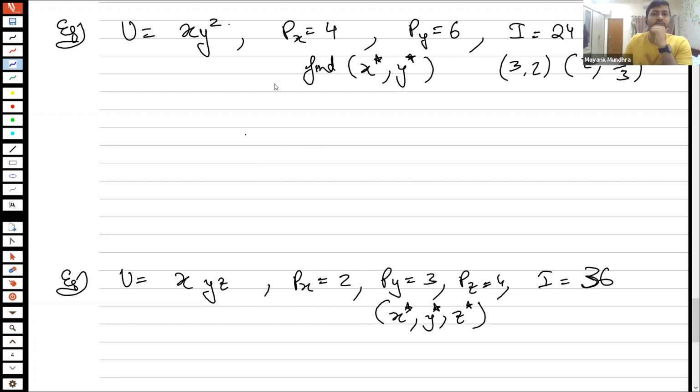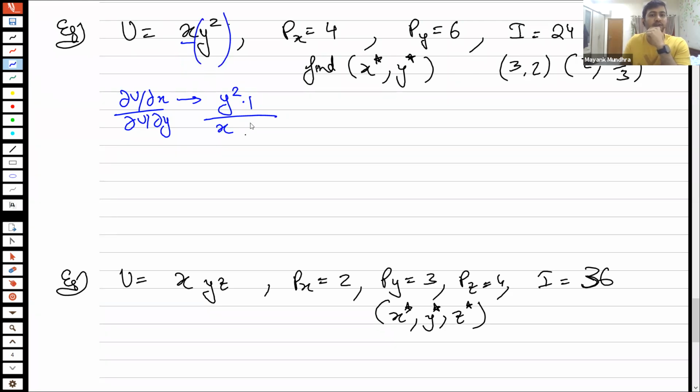Okay. All right. So the first thing is always to find MRS. MRS is del U by del X upon del U by del Y. What is del U by del X? When I differentiate it with respect to X, Y is constant. So this is Y square into differentiation of X. So differentiation of just X is 1, right? And when I differentiate with respect to Y, X is deemed to be constant.